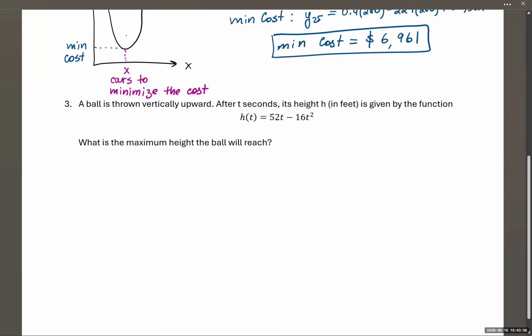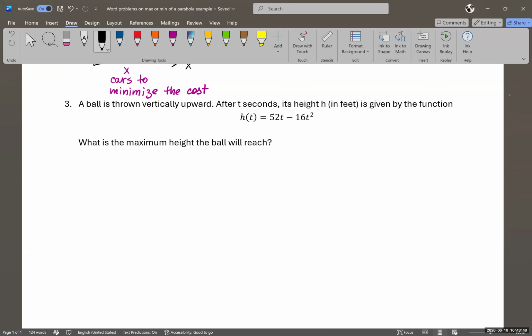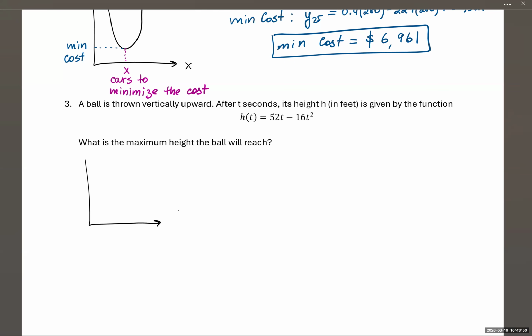Another ball question. A ball is thrown vertically upward. After t seconds, its height is given by this function. What is the maximum height the ball will reach? So it's very similar to the first question that we did, but this time we're not looking for the time, we're actually looking for the maximum height. So we actually need to find the y-coordinate of the vertex. This is the vertex of the parabola. This is the maximum height. And this is the time to reach maximum height.